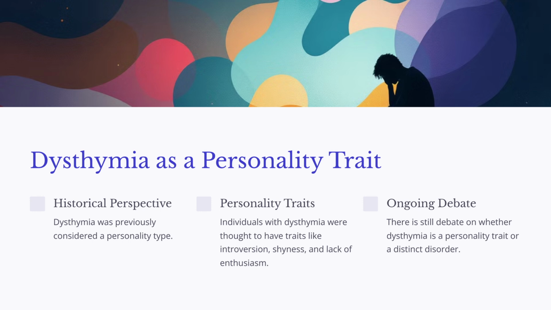And as I mentioned before, a patient can have dysthymia and major depressive disorder, in which case it's called double depression. So treatment and outcomes for double depression resemble that for chronic depression.